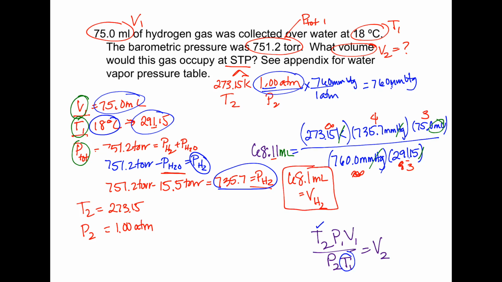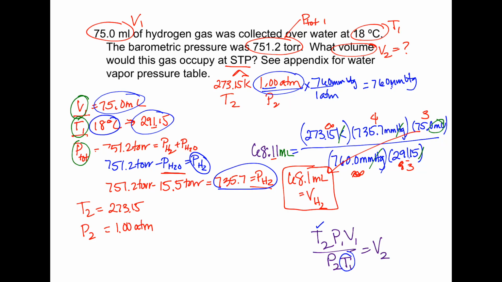Okay, if I'm thinking about, like, does that answer make sense? It wasn't that much different than my original volume. I was thinking about what happened in the problem. My temperature went down a little bit. It went from 18 degrees Celsius to essentially 0 degrees Celsius. But the pressure went up just a little bit. And so those are competing interests there. If the temperature goes down, the volume's going to go down. But if the pressure goes up, I guess the volume would also go down a little bit. So it makes sense to me that it went from 75 milliliters down to 68 milliliters.